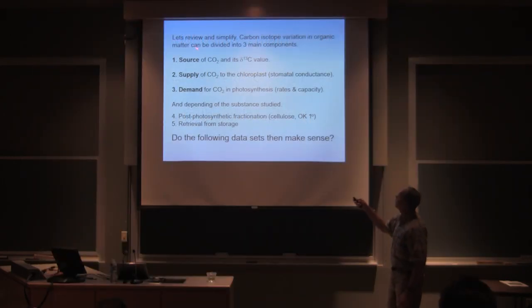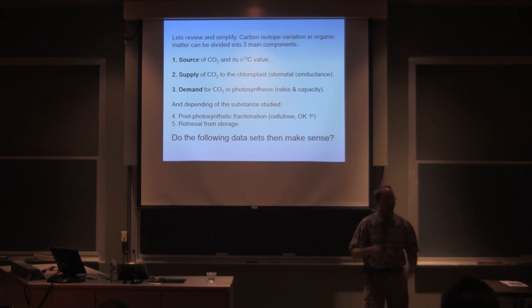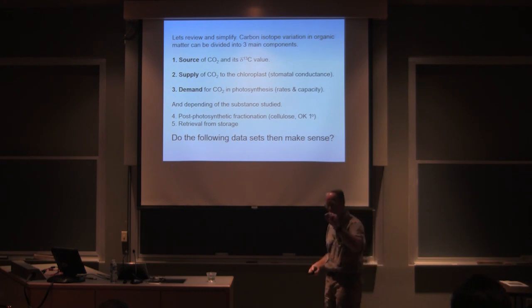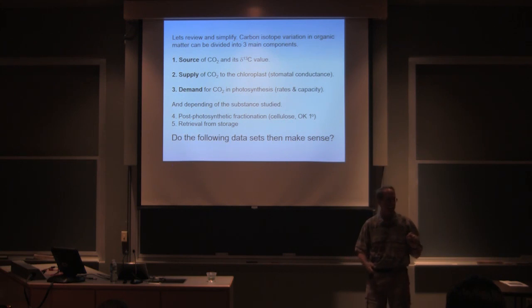Carbon isotope variation is a function of source, supply, and demand. Jim did that a lot yesterday, right? The supply of CO2 associated with stomatal conductance, the demand associated with photosynthetic rates. That's what's going to drive the changes in CICA, right? CICA, which is going to affect carbon isotope discrimination.